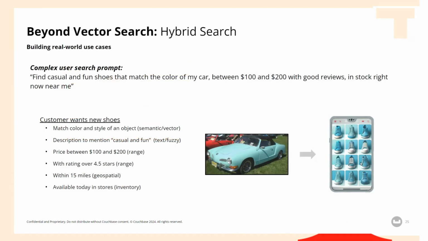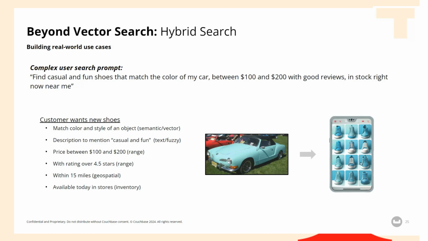So vector search is also great at providing search matches in context. We talked about that, but realistically, it can't answer all questions by itself. Consider this seemingly basic search prompt: find casual and fun shoes that match the color of my car between $100 and $200 with good reviews in stock right now near me.